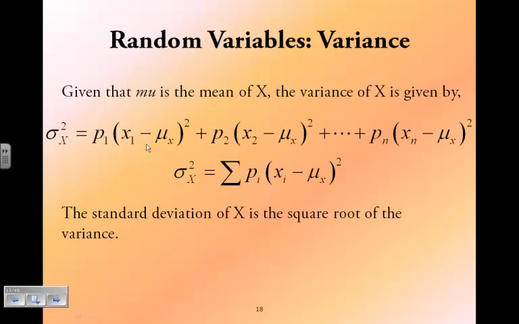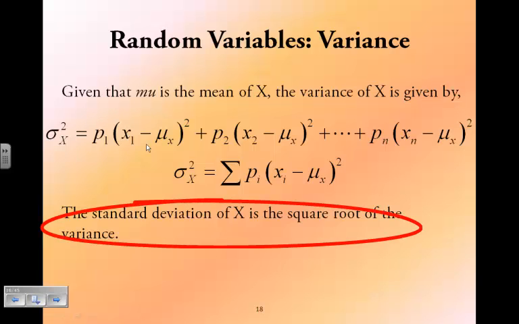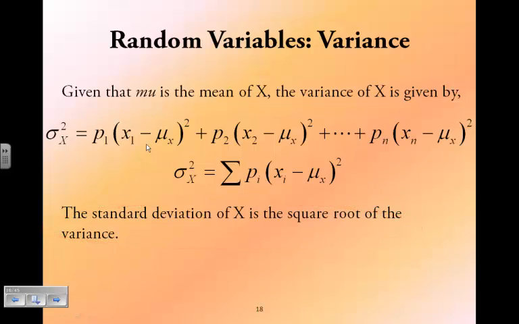Okay, so here's another formula for you to write down. If we know, or if we're given, that mu is the mean of x, then the variance of x is given by this big long formula. So you want to write that down. And you should recognize, hopefully you remember, that the standard deviation of x is the square root of the variance. So you must first calculate the variance, and then once you've calculated the variance, if you take the square root of that, that gives you the standard deviation.